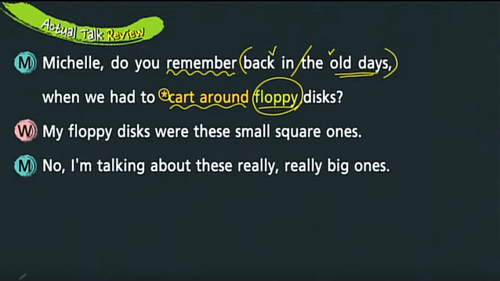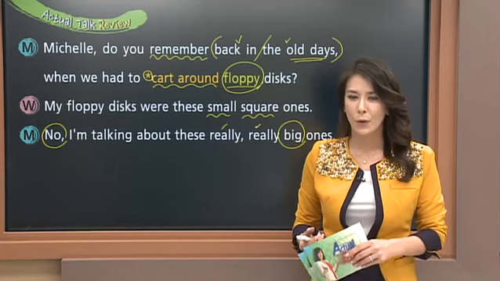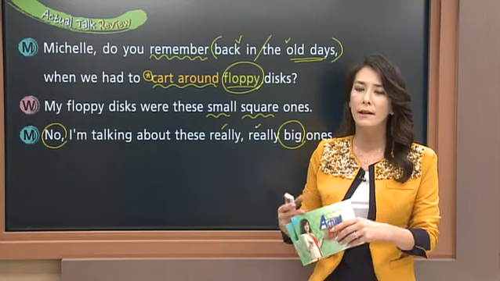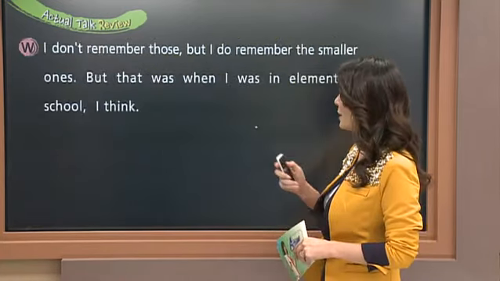She says, my floppy disks were these small, square ones. Okay? So they were very small and they were in the shape of a square. And he says, no, no, no, that's not what I'm talking about. I'm talking about these really, really big ones. So he stresses really twice, okay? That's just a way of exaggerating or stressing something. He's not simply saying it's really big. He's saying it's really, really big, meaning it's very big, okay? All right, here we go.